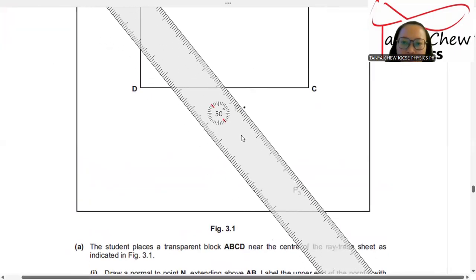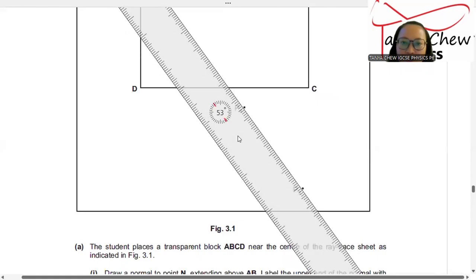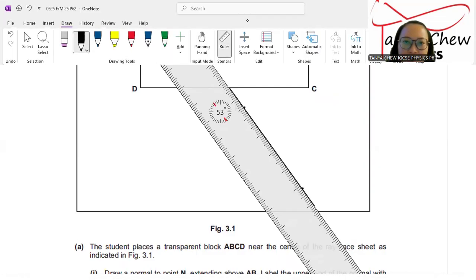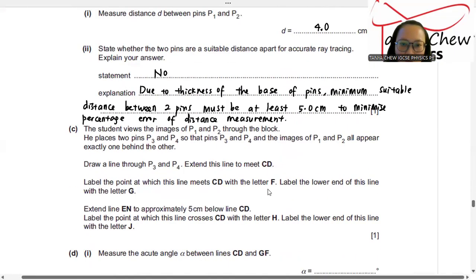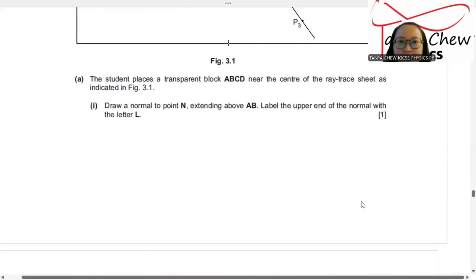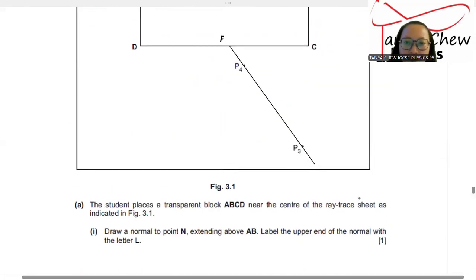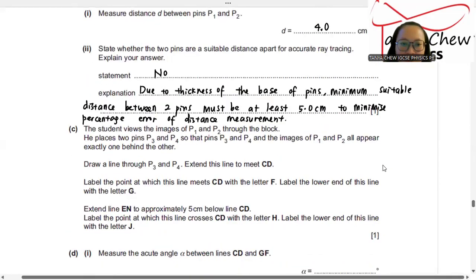Okay, P3 and P4 is here, so I draw. Make sure that you draw nicely. Okay, somewhere here. Meet CD, so I draw, and that's it. What else is needed by the question? Label the point at which the line meets CD with a letter F. Label the lower end G. So this is F, this is G. Right.